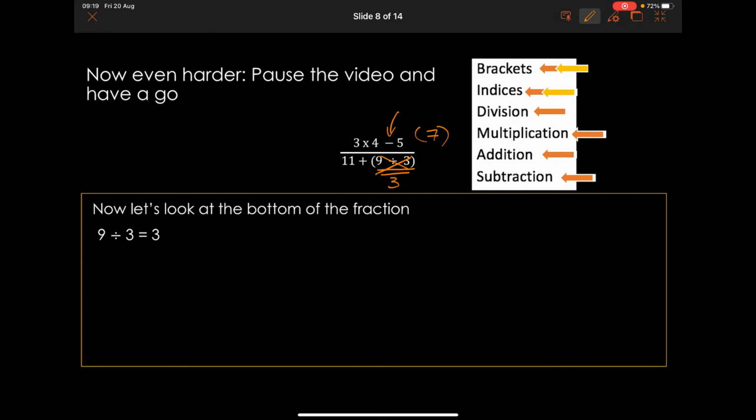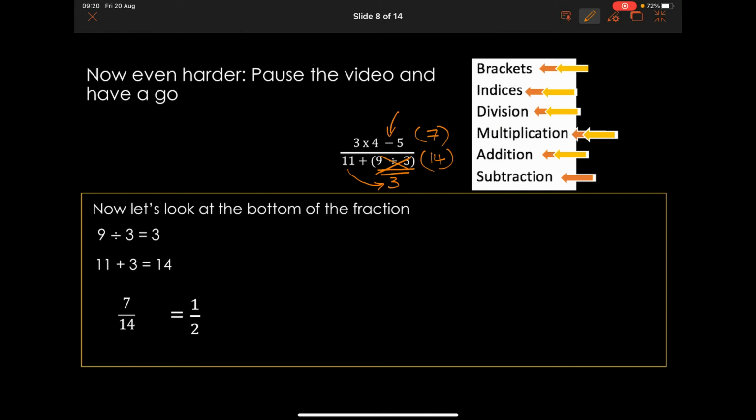We have no indices to deal with, no division left, no multiplication, but we do have an addition. So we're left with 11 plus and then 3. So 11 plus 3 is 14. And that means that 14 would be on the bottom. So our fraction ends up being 7 on the top and 14 on the bottom. 7 over 14 is the same as a half because 7 is a half of 14. So our answer is a half.